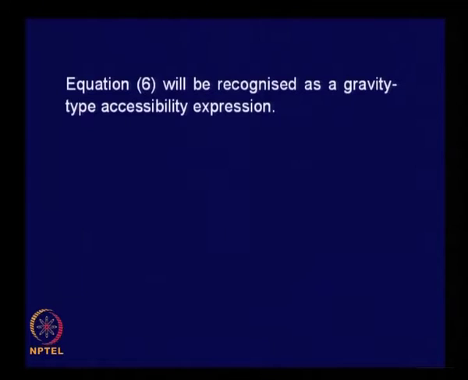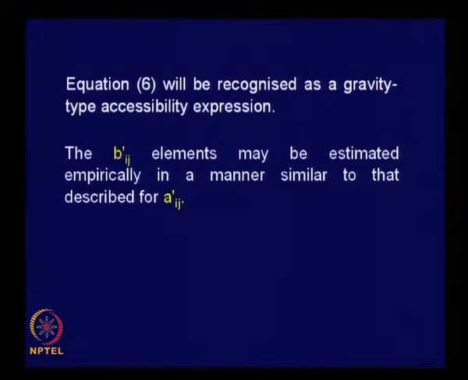Equation 6 will be recognized as a gravity type accessibility expression, because we just measure the accessibility to a particular zone with respect to the accessibility of that zone to all other zones. It is a relative measure of accessibility. The B dash ij elements may be estimated empirically in a manner similar to that described for A dash ij, right.